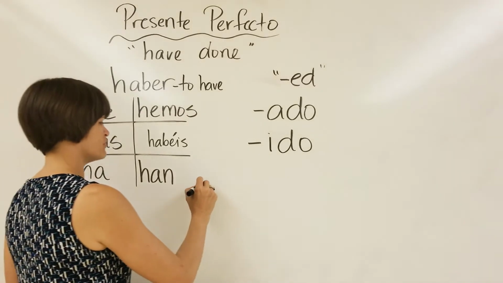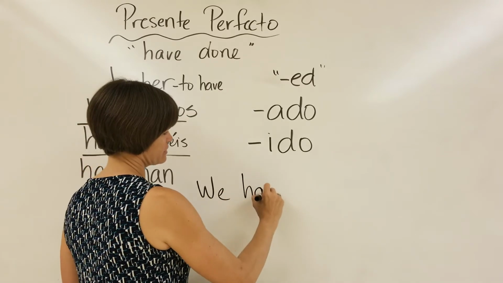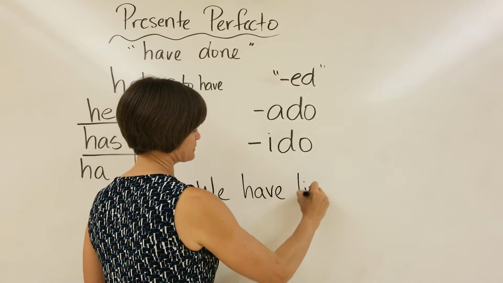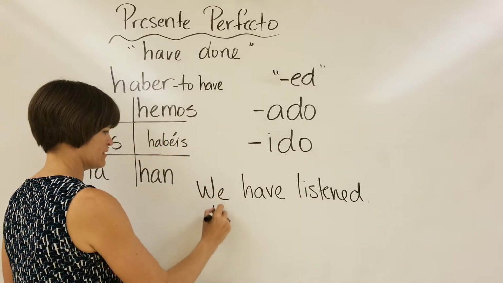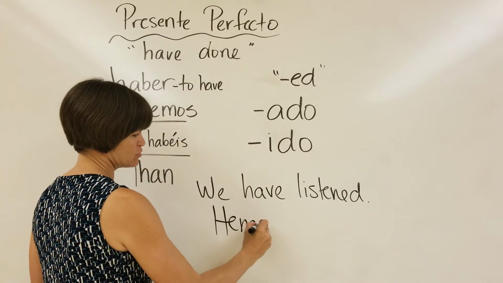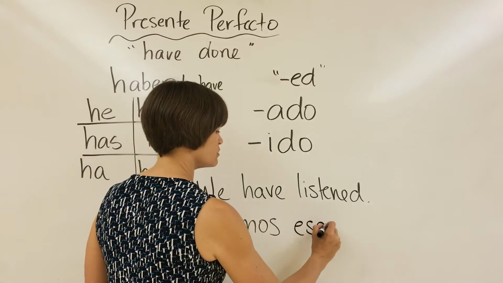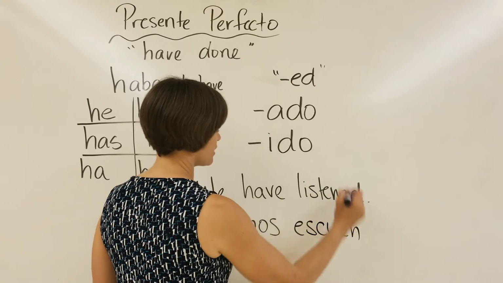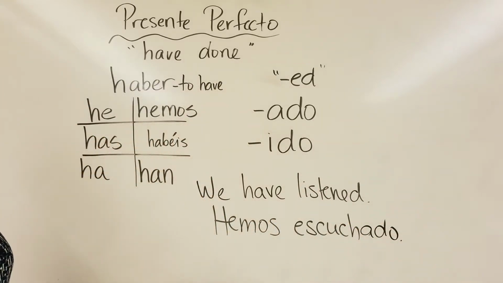So if we have listened, then this part would be hemos. And then we take the verb escuchar and we add ado to make it listened. We have listened.